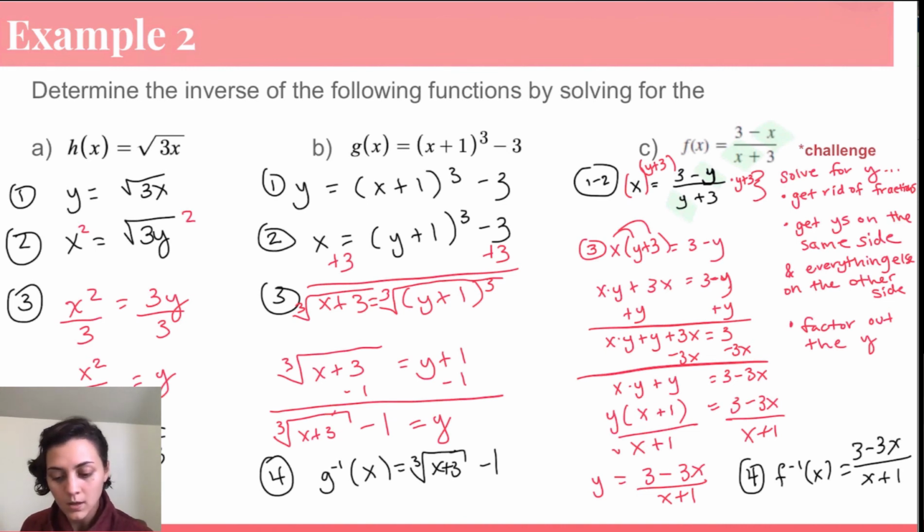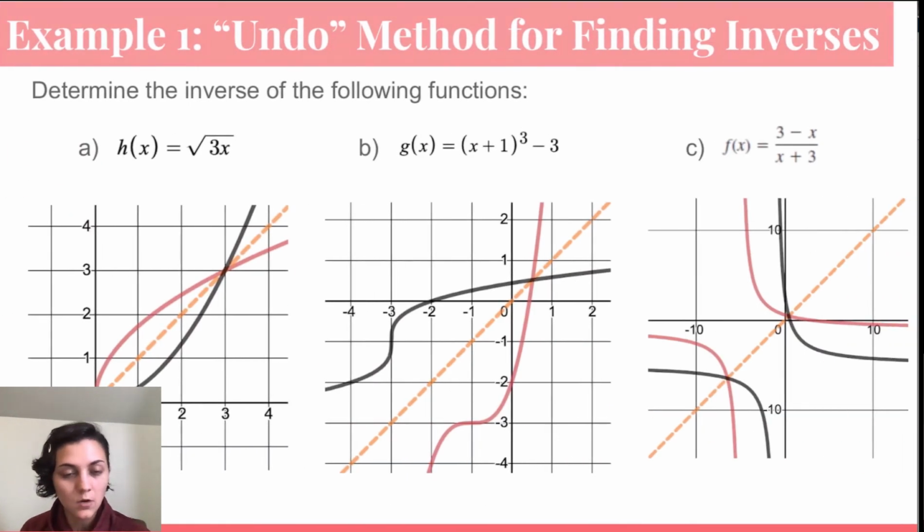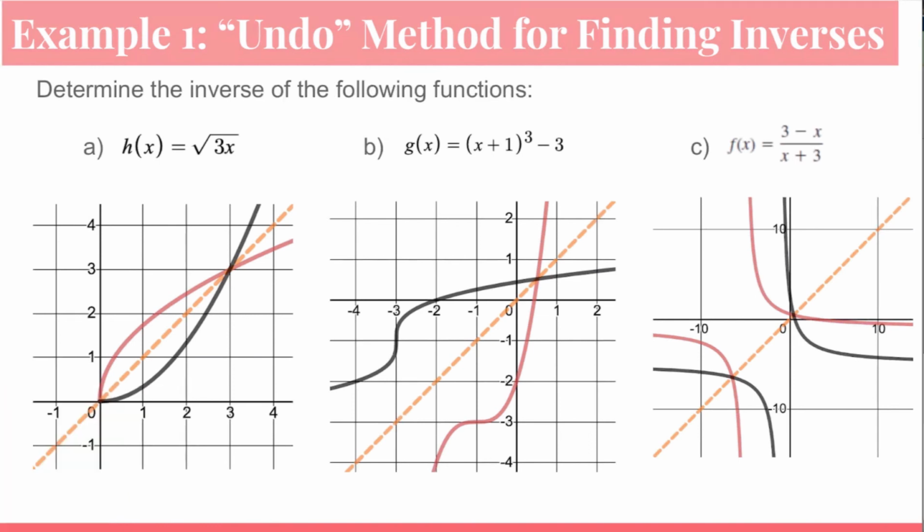Amazing work. So if you were ever solving for an inverse and you're like, I'm not sure if I did this right, a great way to check your work would be to graph it. So I graphed the original equations in red. You can see we have our red square root, our red cubic function, and then our red reciprocal. And then in black, I graphed all of our solutions. And you can see that the black solutions are a beautiful reflection over the line of symmetry. So these are all inverses.